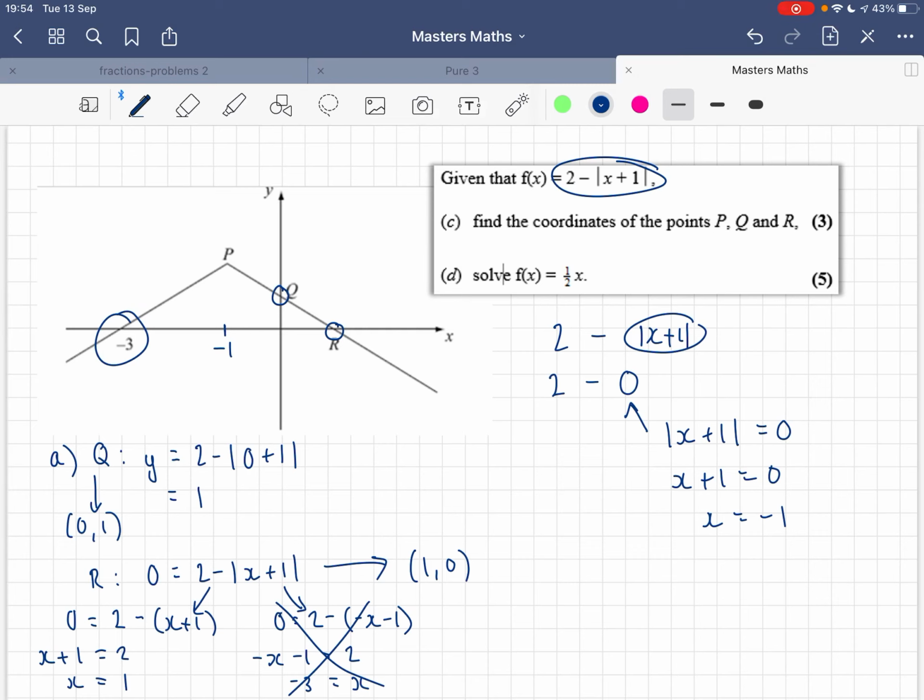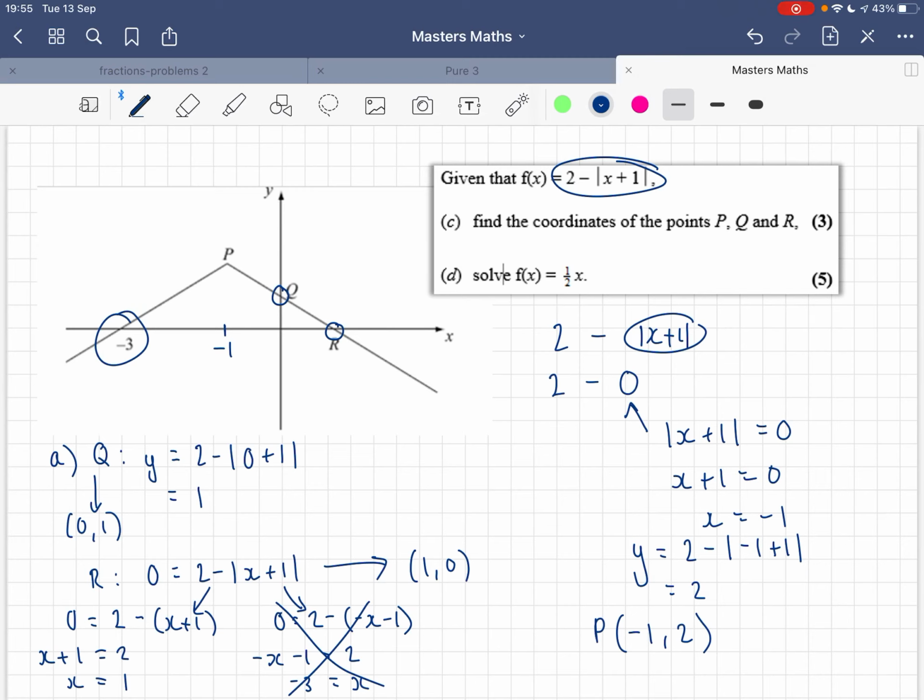We then need to work out the corresponding y value by substituting minus 1 into the function. So if x is minus 1, y is 2 minus, we know it's 0 because we made it 0, didn't we? 2 minus modulus of minus 1 plus 1, which is 2 minus 0, which is 2. So for p, the coordinate is minus 1, 2.